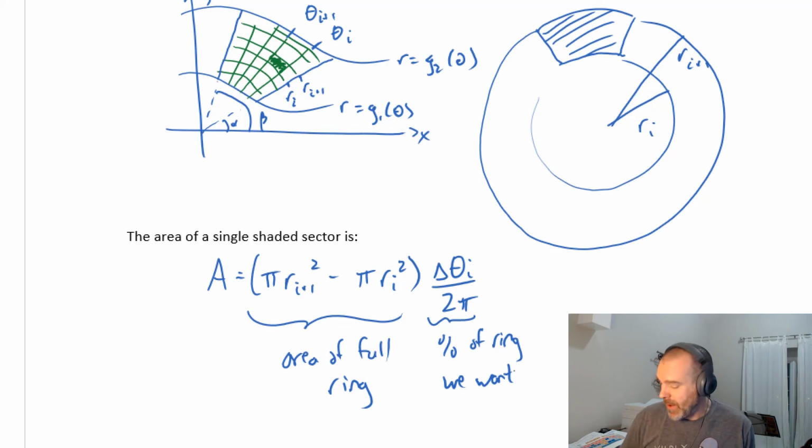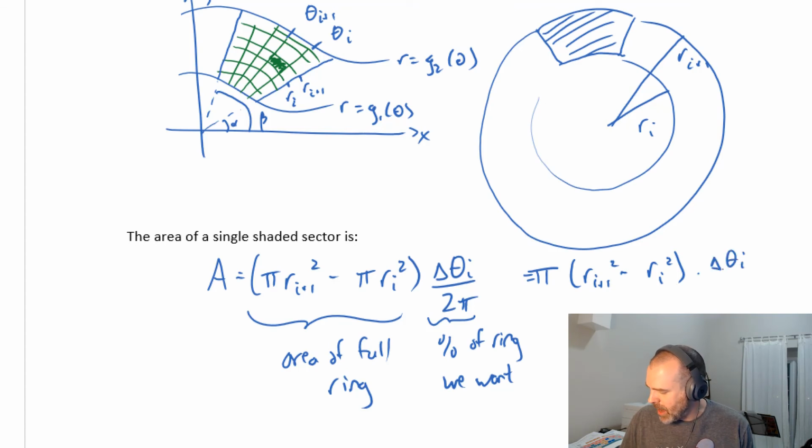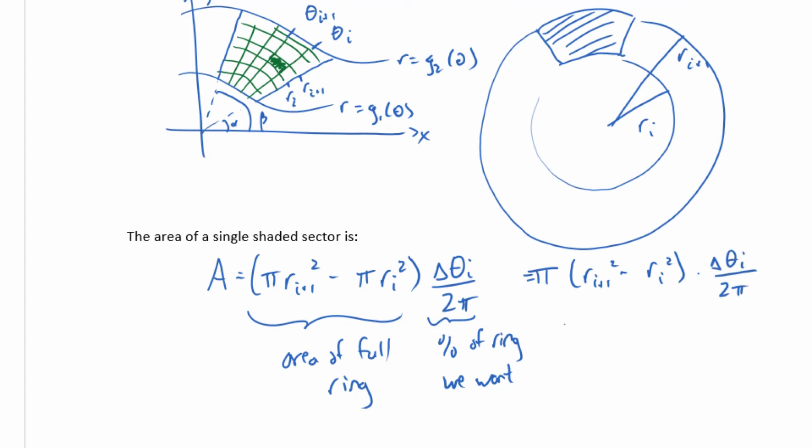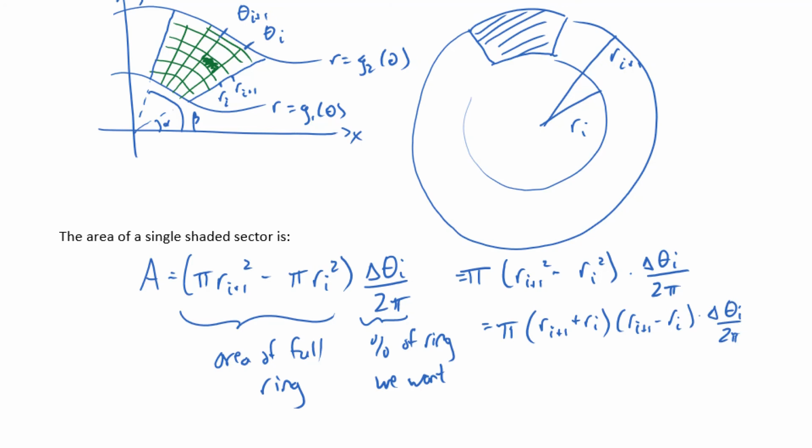Now we're going to try to simplify that. We could factor out a pi, and then r sub i plus 1 squared minus r sub i squared, and then we have delta theta sub i over 2 pi. Let me factor that as r sub i plus 1 plus r sub i, and r sub i plus 1 minus r sub i, times delta theta sub i over 2 pi. You'll notice we lose the pi's. It's kind of interesting.